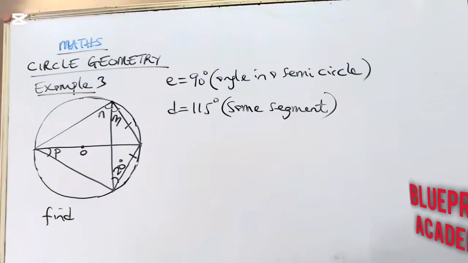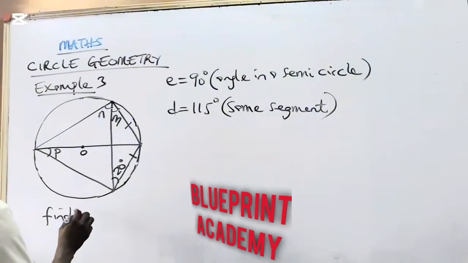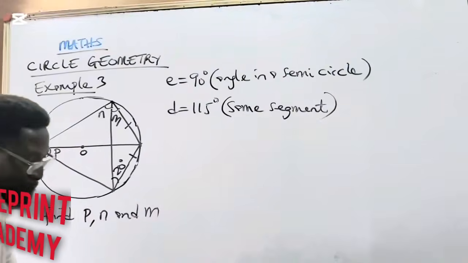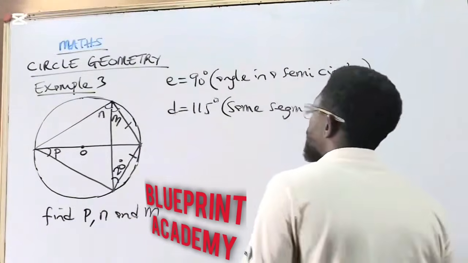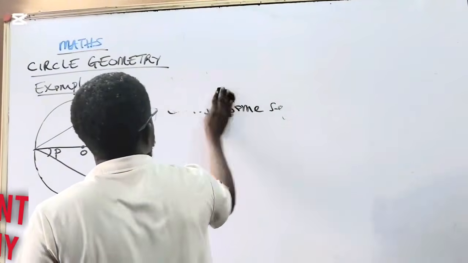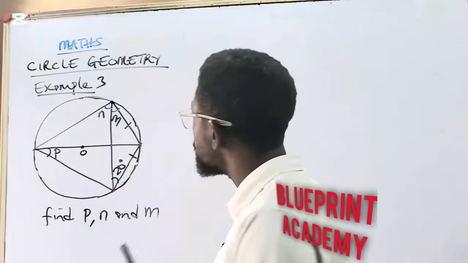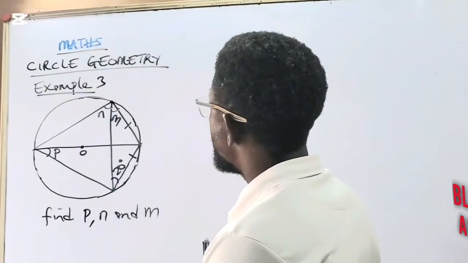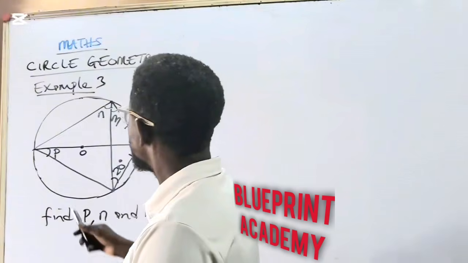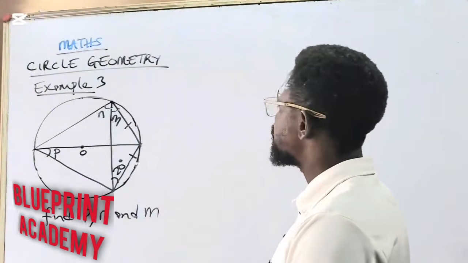Okay, let's take a look at the diagram now. We are looking for P, N, and M. Let's see how we can obtain those values. The first thing I observe by looking at the diagram is that this P and this M are in the same segment. Then let's take that first.